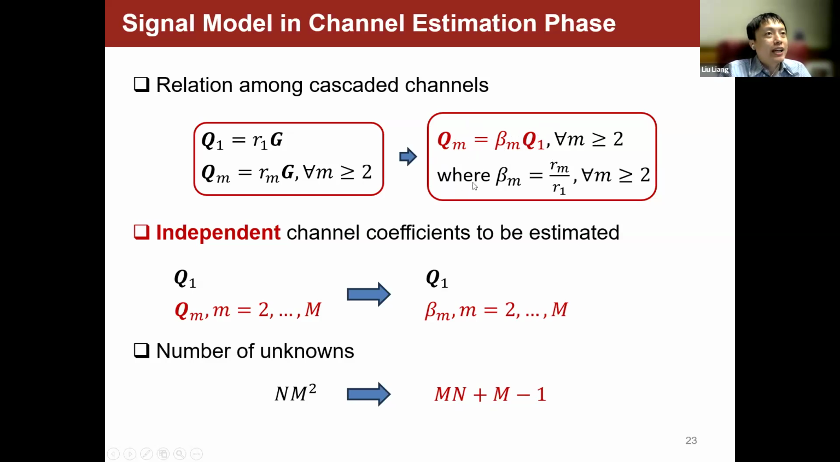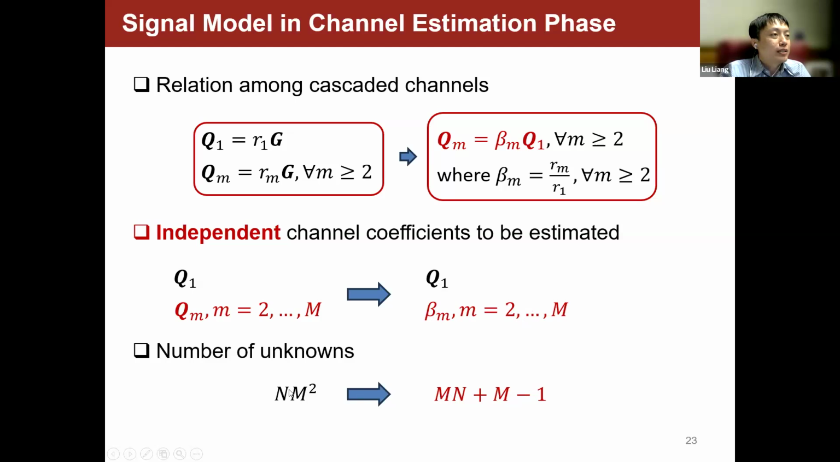So again, the number of unknowns is not as large as what we expected. Previously, in the conventional approach, the overhead is M squared, because we treat all the elements in Q1, Q2, until Qm independently. But now, if we do the replacement, we just need to estimate Q1, and for the other elements, we just need to estimate beta 2, beta 3, until beta capital M. In Q1 to Qm, we have n times M squared unknowns. But with this replacement, we just need to estimate the n unknowns in Q1, and then the M minus 1 scalars beta 2 until beta capital M. So now the number of unknowns is reduced to Mn plus M minus 1.